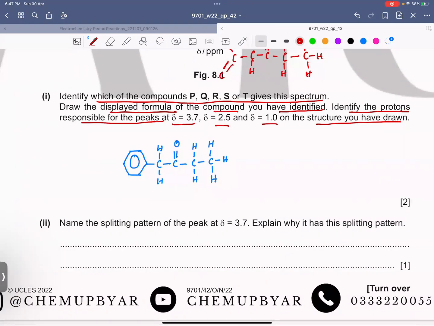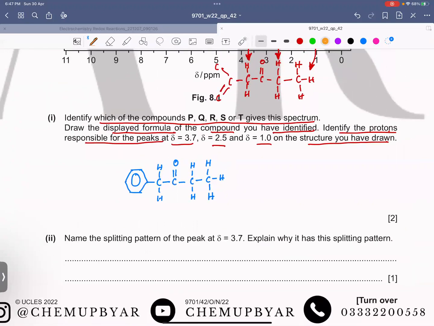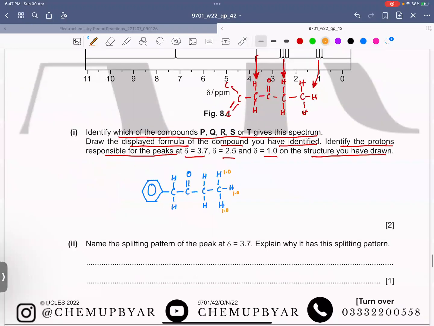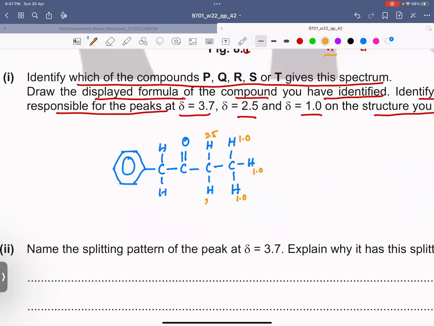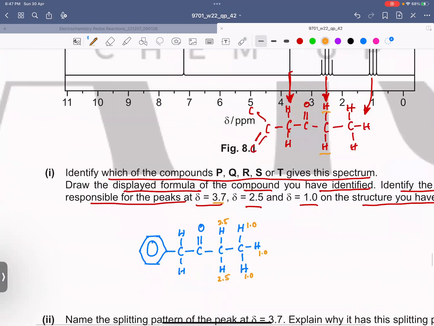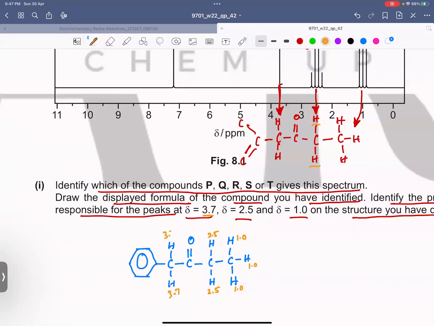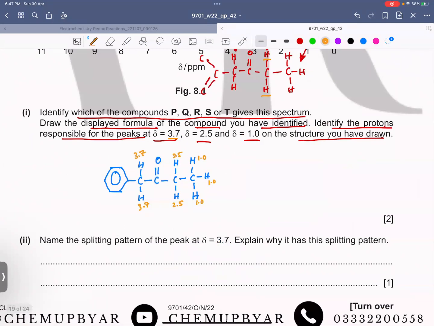So you can do one thing, you can mention the peaks over here. So at 1.0, this is CH3. So you may write 1.0 to all of the hydrogens. Then at 2.5, we have these two hydrogens. So here you mention 2.5 and 2.5, and then the next one is at 3.7. So 3.7 over here and 3.7 over here. Is this clear now? Yes.